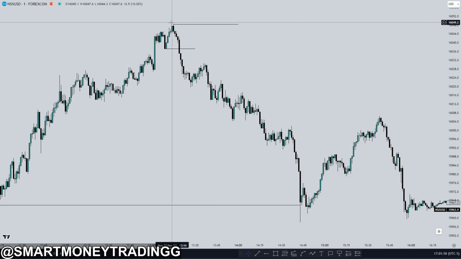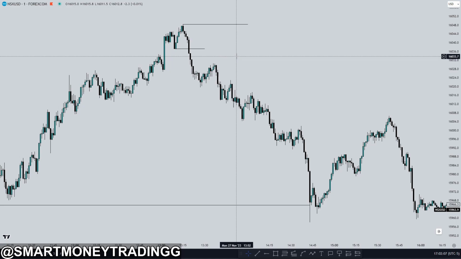From the PD array matrix is the high, the rejection block, and then the order block, and then below that would be the fair value gap, or as stated, liquidity void, and then eventually the bearish breaker, and then the mitigation block. So that would be your classification. But for here, this is more of a breaker here that you can see clear as day.